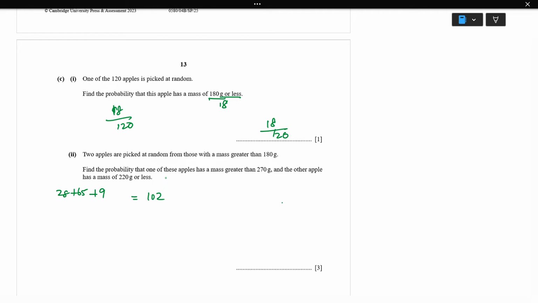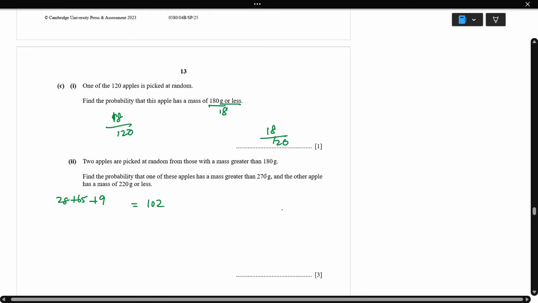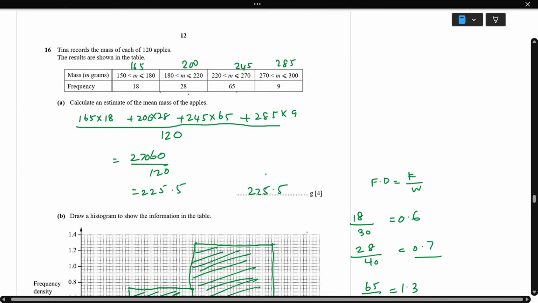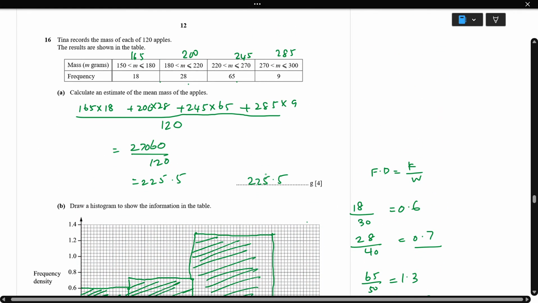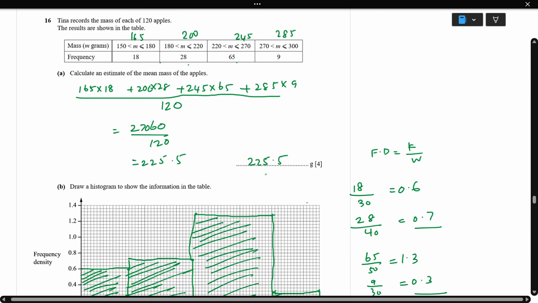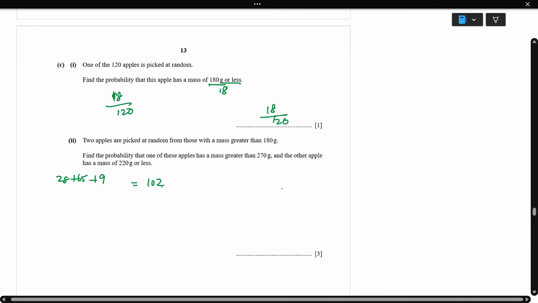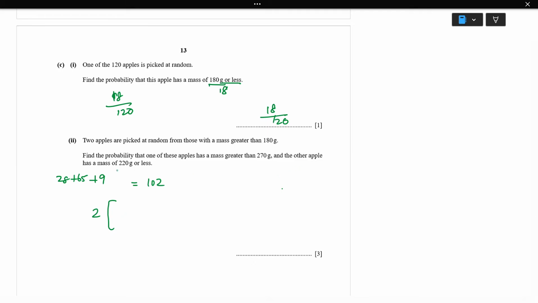Okay, now find the probability that one apple is greater than 270 and one apple is 220 grams or less. Greater than 270 is going to be 9 apples. The rest is 270 or less. The first apple can be picked either way, so it will be swapped, so 2 times. The first is 9 over 102.